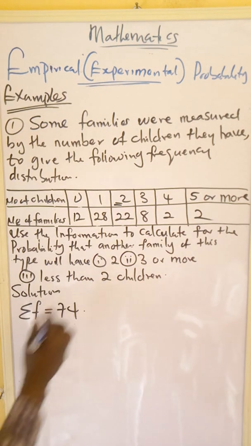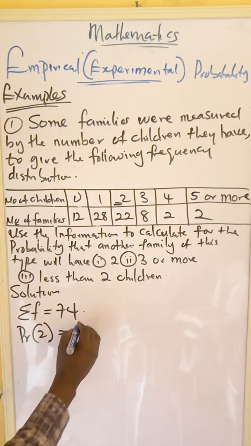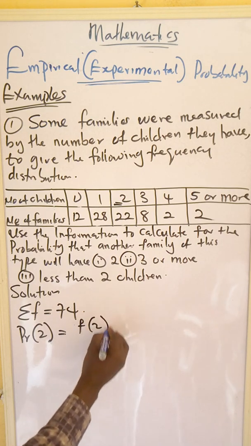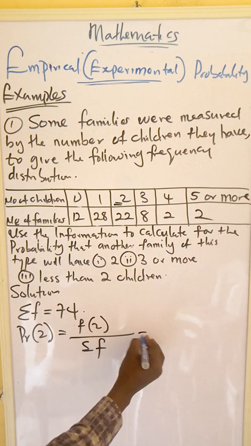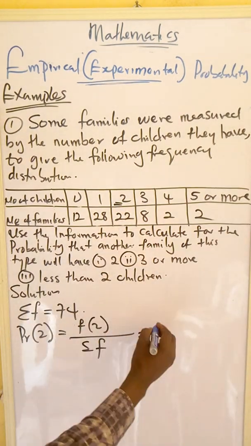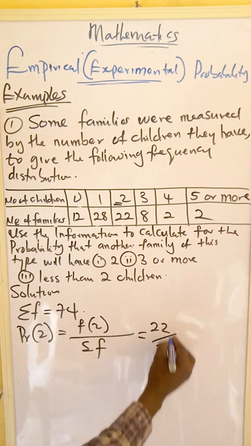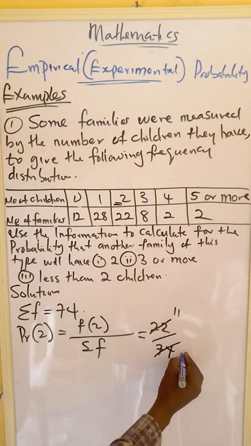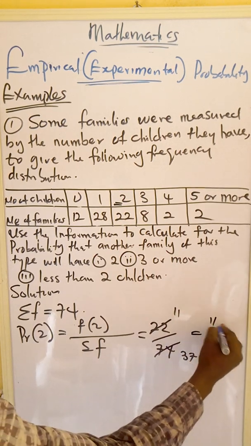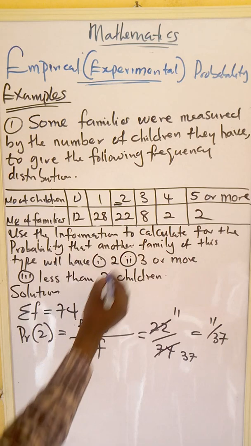Probability of 2 will now be frequency of 2 over total frequency. What is the frequency of 2? 22. Total frequency 74. Dividing by 2 gives 11 over 37. So the probability is 11 over 37.